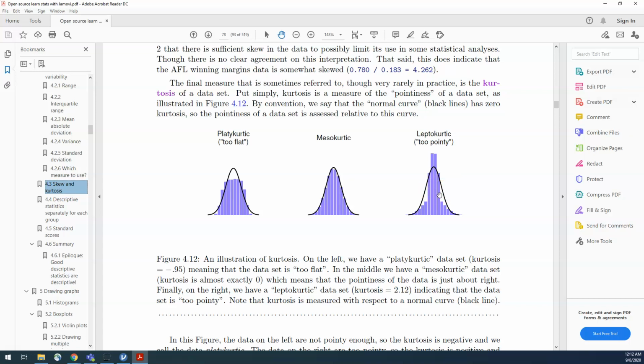The values for interpreting both skewness and kurtosis are: it's fine if the values fall between -1 and +1. If it gets beyond that, then it becomes problematic. It means it's too far skewed, or it's too platykurtic or too leptokurtic.